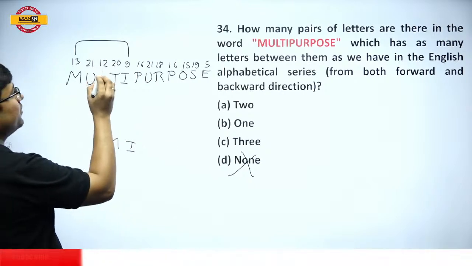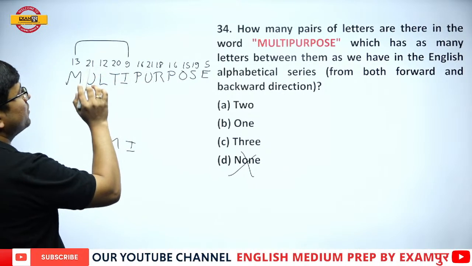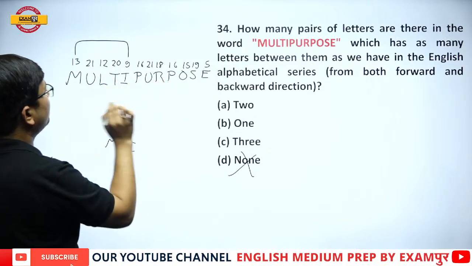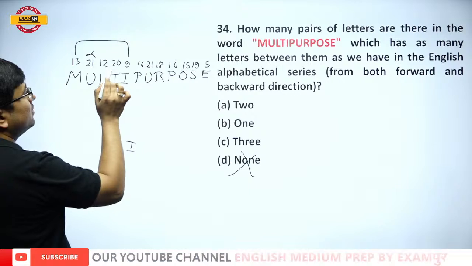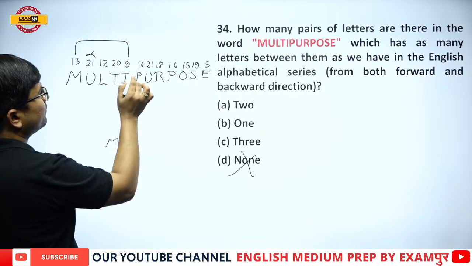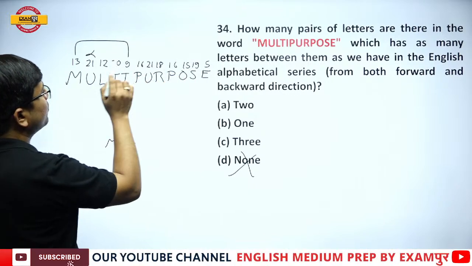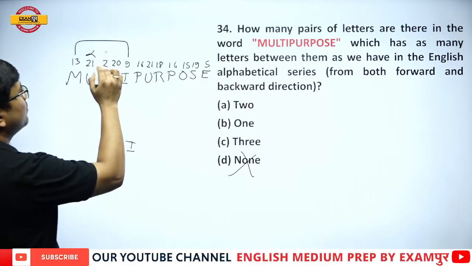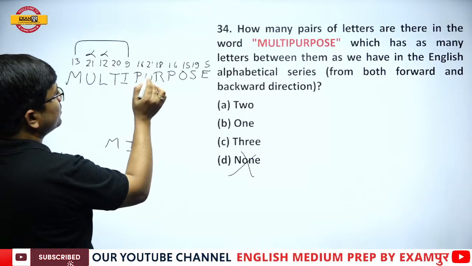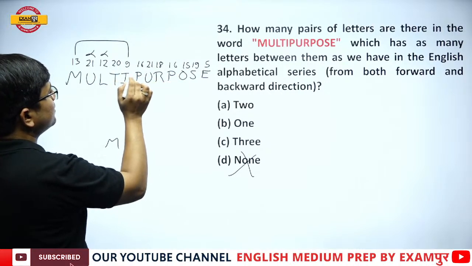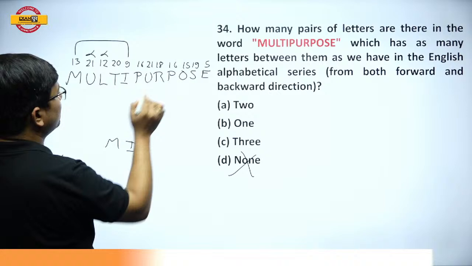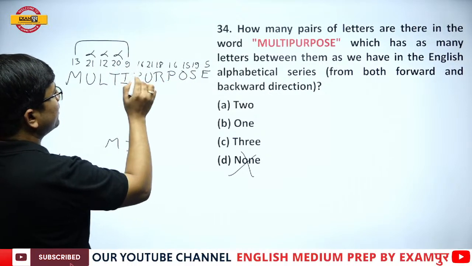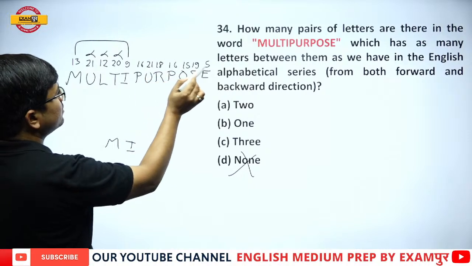Now from 21, 22, 23, 24, 25, 26, no. From 21, 20, 19, 18, 17, 16, 15, 14, 13, 12, 11, no. From 12, 13, 14, 15, 16, 17, 18, 19, 20, 21, no. From 12, 11, 10, 9, 8, 7, 6, 5, 4, 3, no. From 20, 21, 22, 23, 24, 25, 26, no. From 20, 19, 18, 17, 16, 15, 14, 13, 12, no. From 9, 10, 11, 12, 13, 14, 15, 16, no. From 9, 8, 7, 6, 5, 4, 3, 2, no.